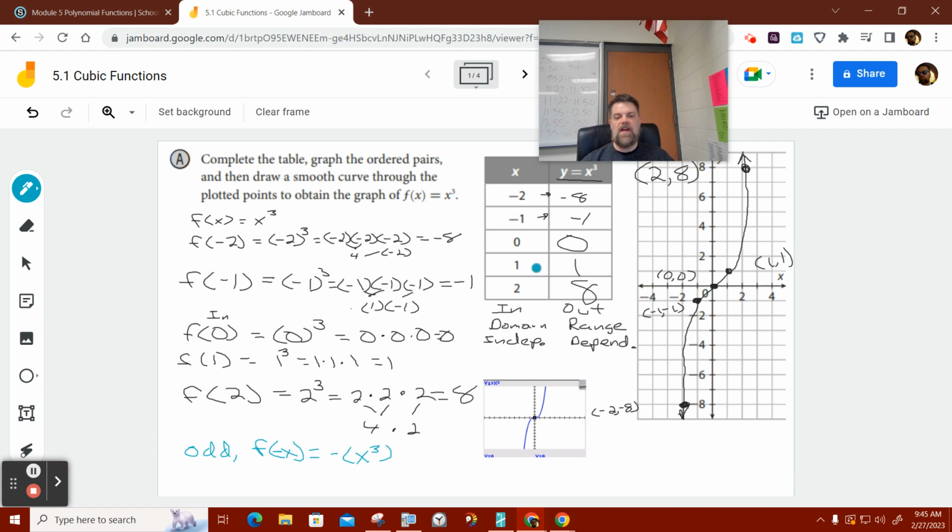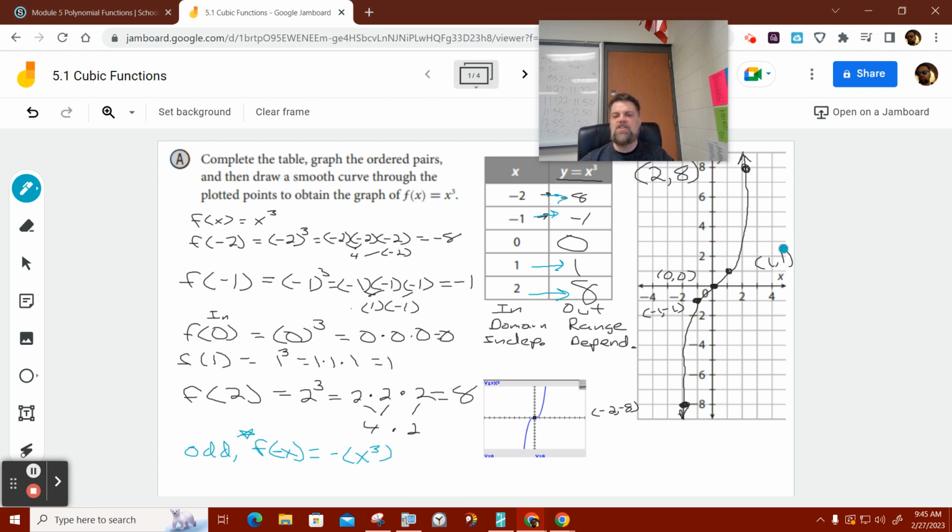So notice that when I plug in a positive 1, what do I get for my y value? A positive 1. When I plug in a positive 2, what do I get for my y value? Positive 8. Now watch this. When I plug in a negative 1, what do I get? It's the opposite of this one. It's the negative of this one. When I plug in negative 2, so that's what all this stuff means.